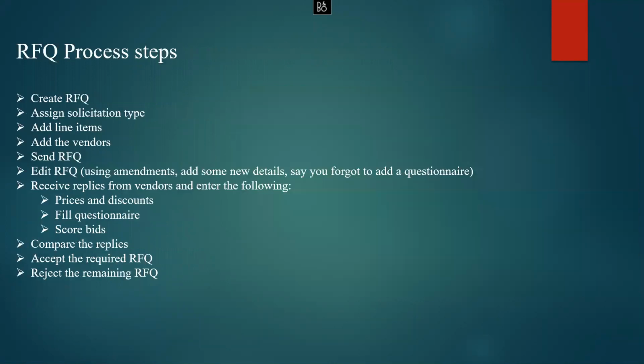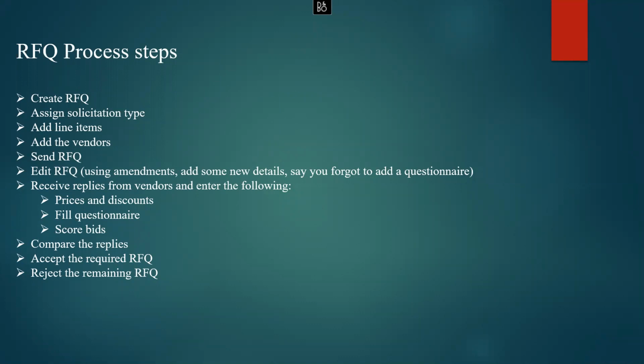Then we have to start with the process. We already know. So we'll create RFQ, assign the solicitation type. We are going to add the line items, the items that we want to buy. Then we are going to add vendors, from which vendors we are going to buy. Then we'll be sending the RFQ, and then we are going to score bids and enter the replies, and then accept and reject the RFQ.